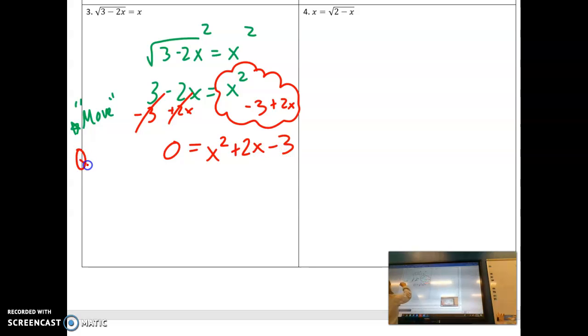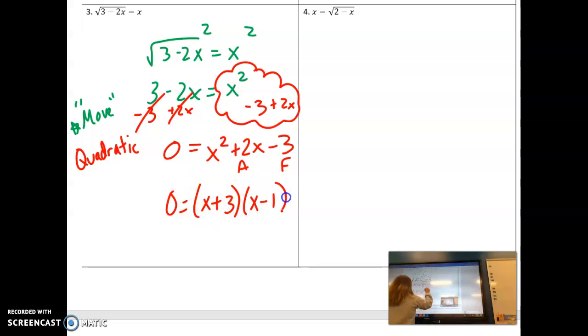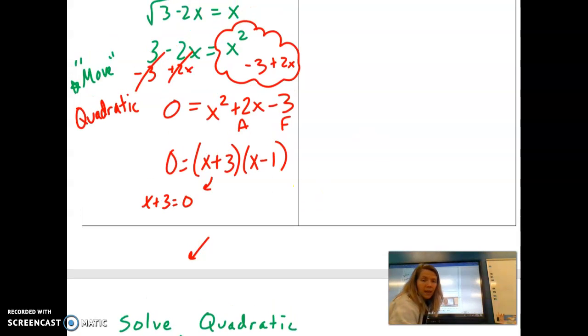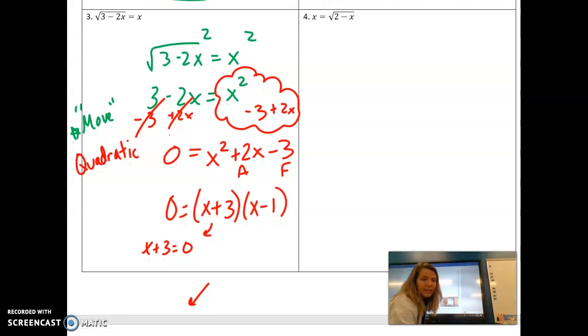And so this turns into a quadratic. Once I have this quadratic, I need to factor it. So I need to come up with the factors of negative 3 that add to 2, which are x plus 3, x minus 1. Okay? So then from here, I need to solve this. So I take my first value, which is x plus 3, and set it equal to 0. And then I also need to do the other. I take x minus 1 and set it equal to 0.